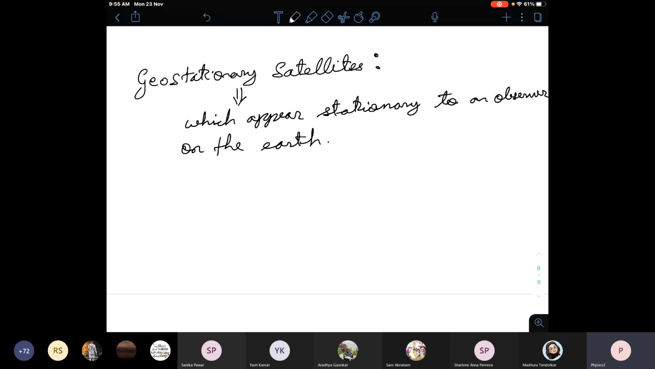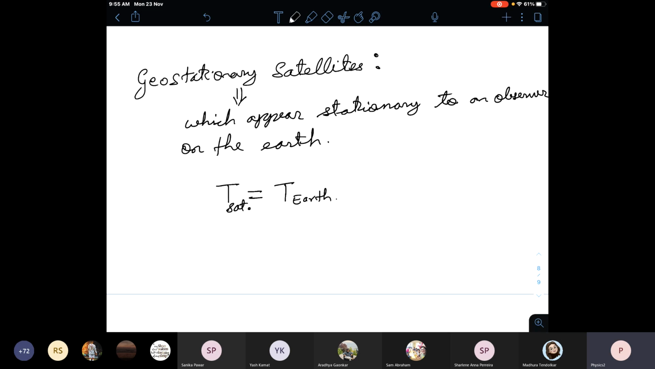Okay, so there was a geostationary satellite. So what is a geostationary satellite? That which appears stationary to an observer on the Earth. That means basically the time period of the satellite is equal, you can write it as T sat, the time period of the satellite is equal to the time period of Earth.